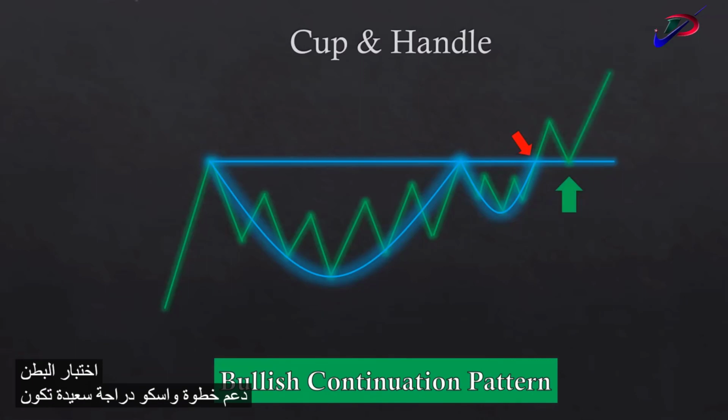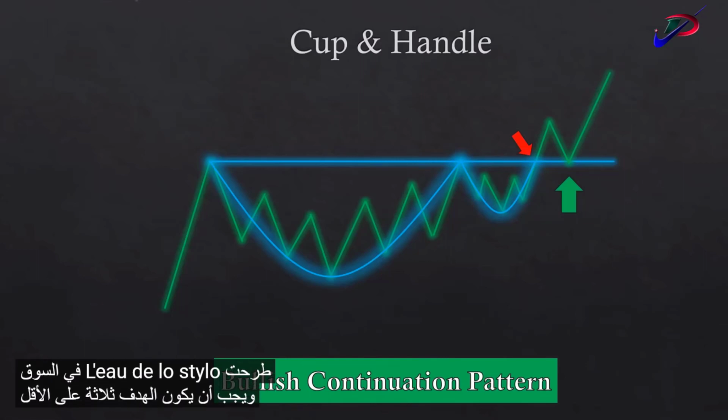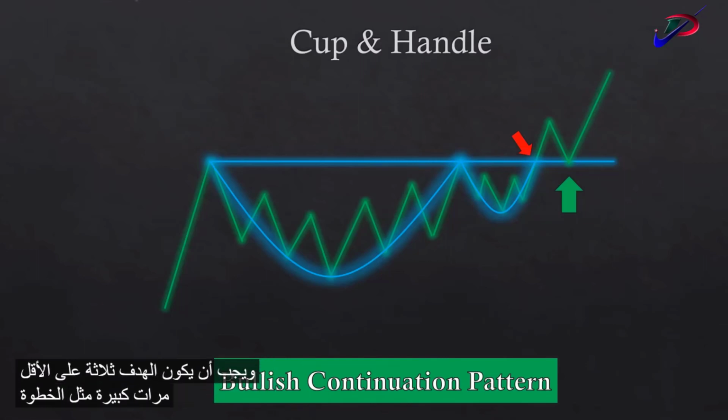The logical stop should be placed below the lowest low in the handle, and the target should be at least 3 times as large as the stop.